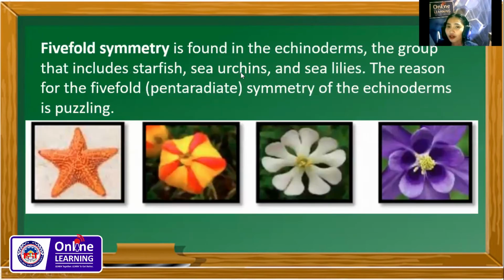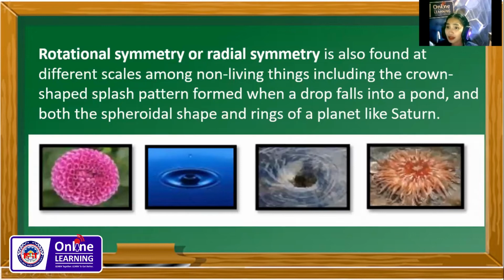Rotational symmetry or radial symmetry is also found at different scales among non-living things, including the crown shape and splash pattern formed when a drop falls into a pond, and both the spheroidal shape and rings of planets like Saturn. So examples here are non-living things, like in water, the swirl you know, like a whirlpool in water. I have encountered that, I saw that in the province when I was a kid. So that is rotational symmetry. That is an example of rotational symmetry.